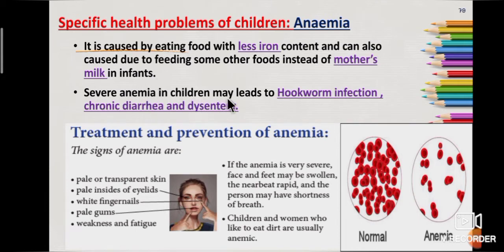Severe anemia in children may lead to hookworm infection, chronic diarrhea and dysentery.